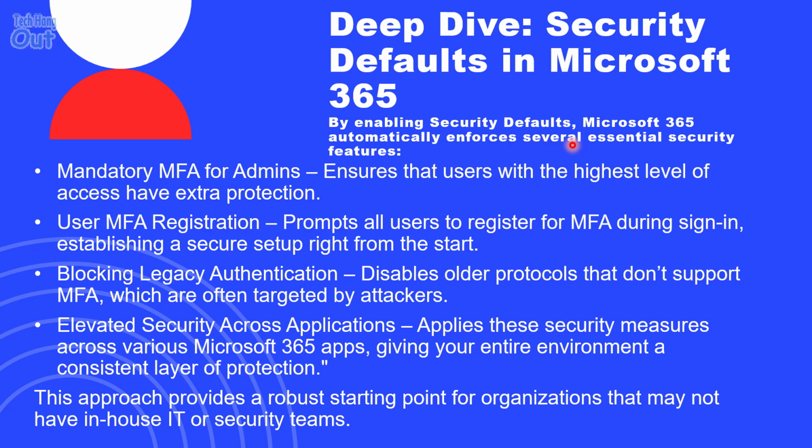Some of these old protocols are not really in use, although we have some other legacy applications that are still using protocols like POP3 and IMAP. Those are some of the protocols that attackers can really exploit. So once you enable security default, it will disable all those ports on your tenant, in the sense that you will not be able to use them.